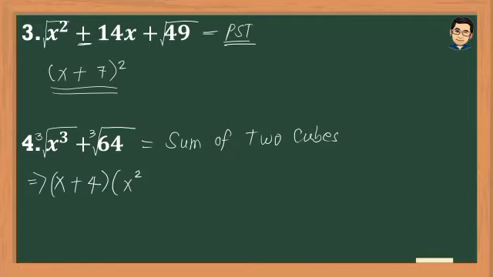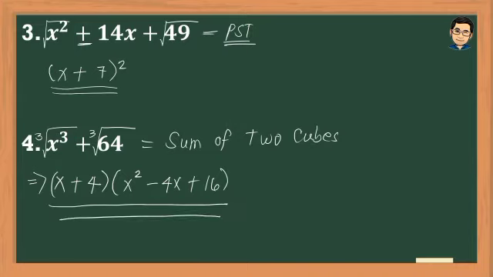And then, multiply natin yung first term and second term ng binomial factor, and then i-reverse natin yung sign. Okay. So, x times 4, that is 4x. And then, i-reverse natin, papalitan natin yung sign, magiging negative 4x. And then, 4 squared, so i-square natin yung last term, which is 4, that is 16. So, ito na po yung factor ng x cubed plus 64.